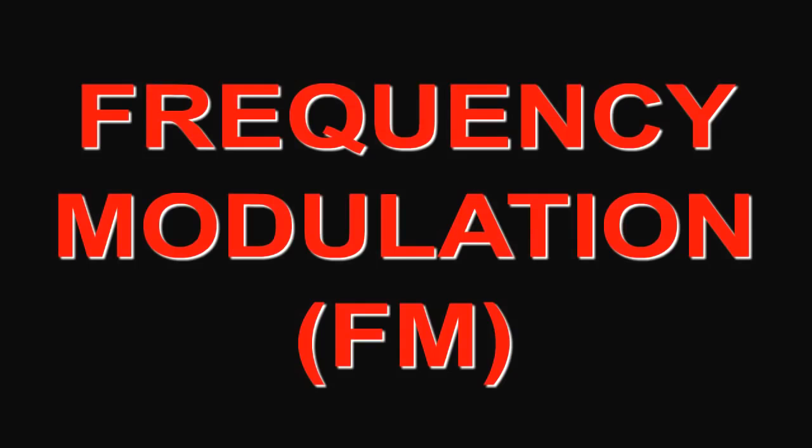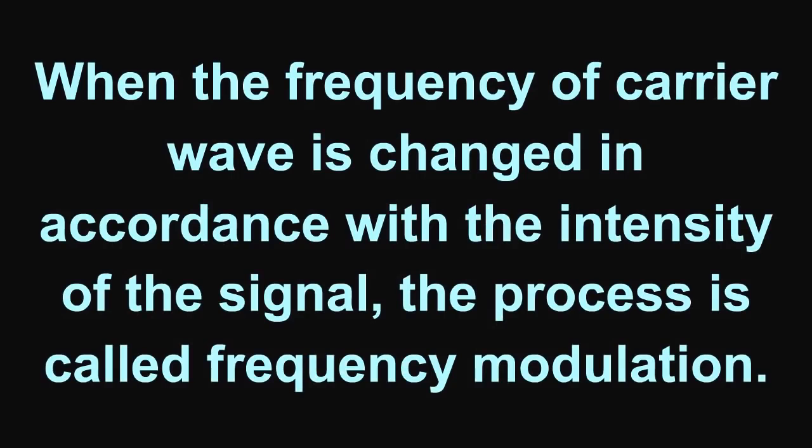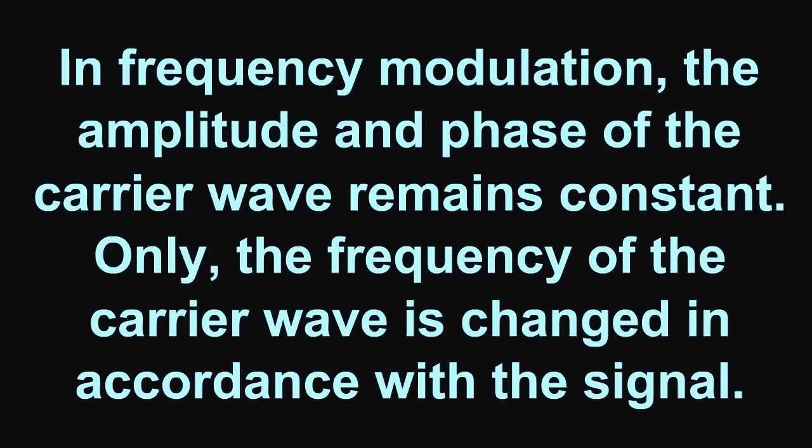Explain frequency modulation, that is FM. When the frequency of carrier wave is changed in accordance with the intensity of the signal, this process is called frequency modulation. In frequency modulation, the amplitude and phase of the carrier wave remain constant. Only the frequency of the carrier wave is changed in accordance with the signal.